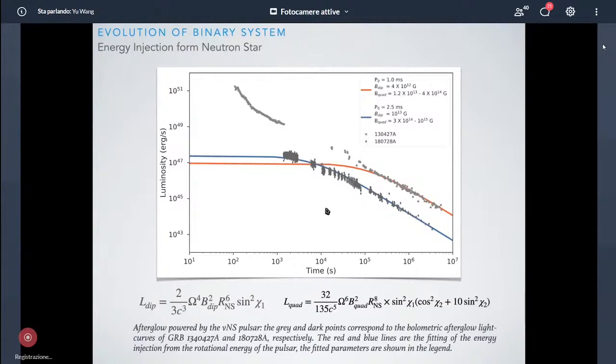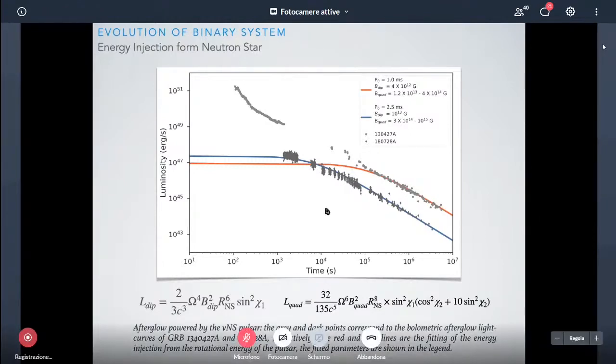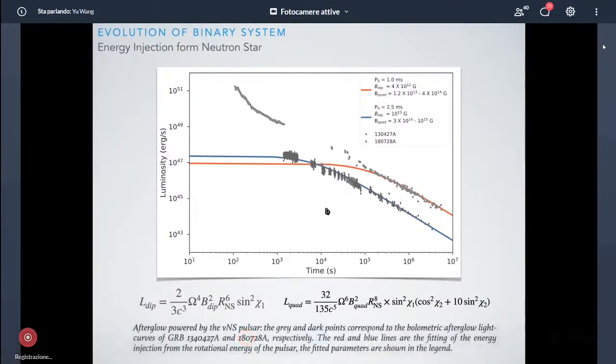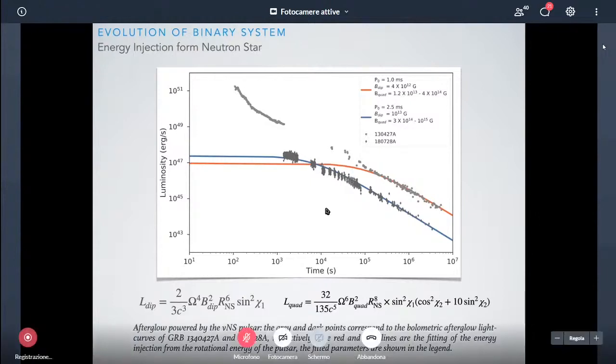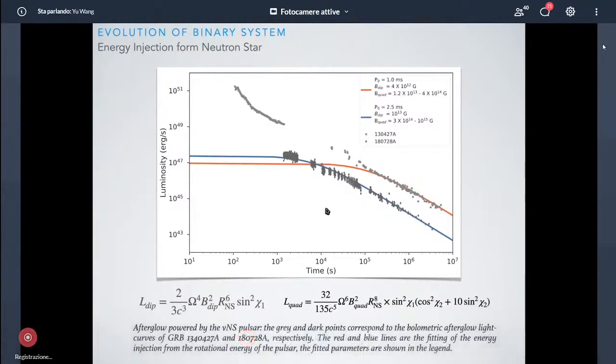Therefore, if we wait for some more years, as of today, we have seen a lot of neutron stars and we always see the dipole emission. So it is consistent with observation, since this quadrupole field dominates the emission only in about 0.5% of the total life of the neutron star.